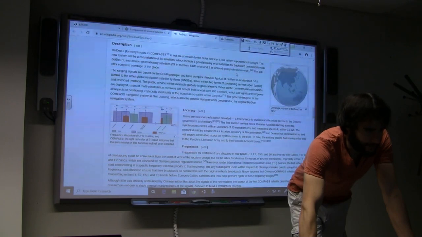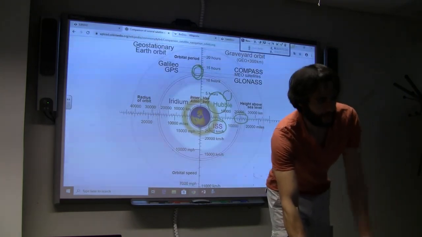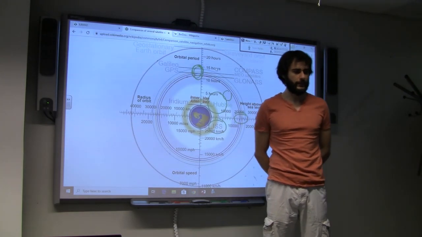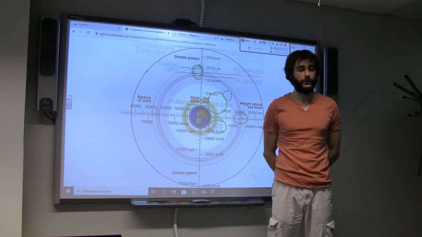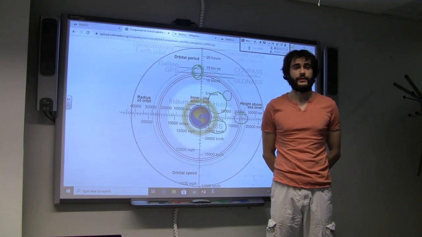Chinese, probably. Yeah, so all of them can be used for this position there. Now, I don't think you need to know anything else, but maybe something you would need to know. They are not on something that is called the geostationary orbit.